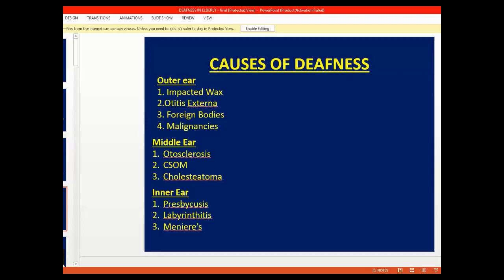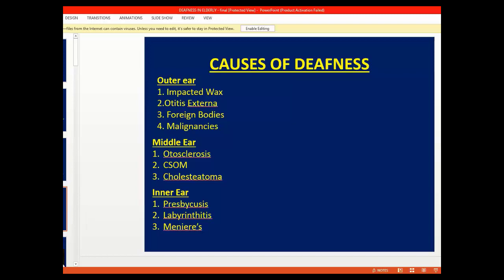With foreign bodies also, sometimes without our knowledge, we can insert foreign bodies, like mentally retarded people can insert foreign bodies. Also children can put foreign bodies into the ear. So sometimes foreign bodies can cause deafness, sometimes without the person's knowledge. Malignancies can also affect the ear canal, completely blocking it, and of course causing conductive deafness. I sent you the note, the Word document, yesterday. These things are discussed in detail in that note.